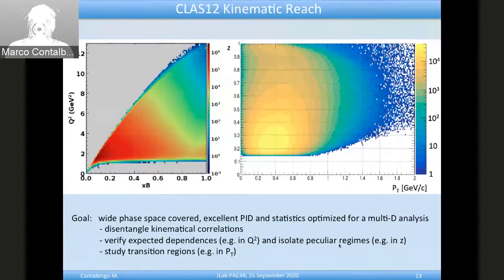This is quite important in order to study the expected dependencies, as an example, the Q-square running, isolate peculiar regimes from the target fragmentation up to the exclusive region in z, and study the transition regions, as an example in PT, moving from the non-perturbative to the perturbative tail at high PT. This feature is quite important and is granted because CLAS12 is a wide open acceptance detector.